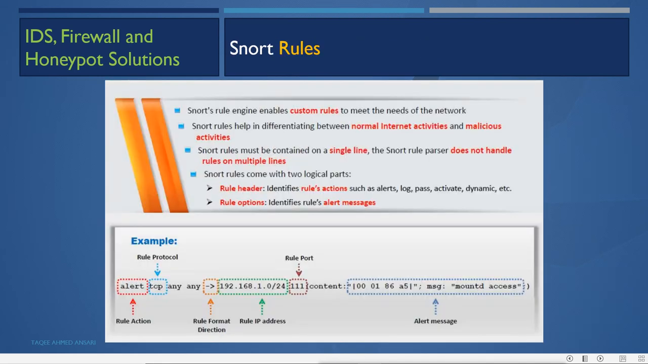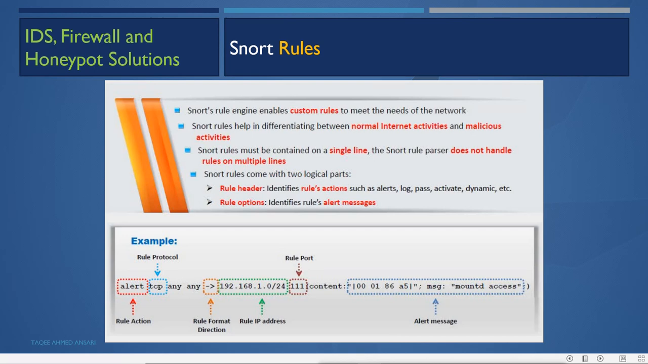Now when we see the rules of Snort, they look like this. Snort's rules engine enables custom rules to meet the needs of the network. Snort rules help in differentiating between normal internet activities and malicious activities. Snort rules must be contained on a single line. The Snort rule parser does not handle rules on multiple lines. So rules will go only on a single line.